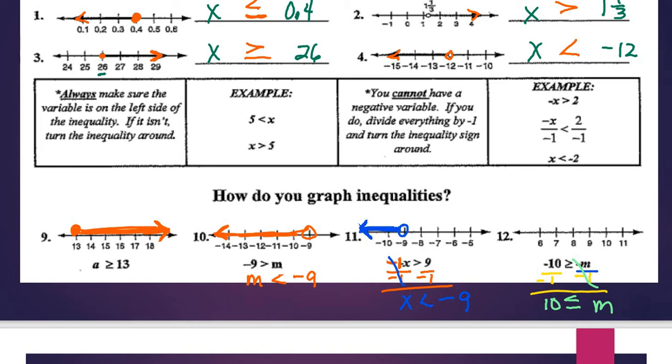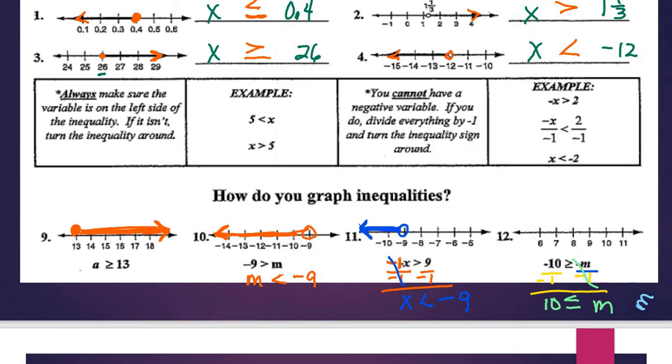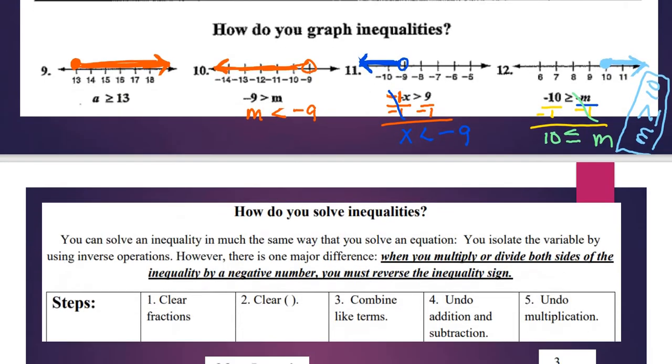Now, look at this. This is written backwards. So we're going to have to rewrite this. And now it's going to be m is greater than or equal to 10. Yes, it's back to where it looked like it was before. However, now this has been worked out. It is a positive variable. So now I see a closed circle because it's an equal, and it's pointing to the right. And this is how you're going to do this.